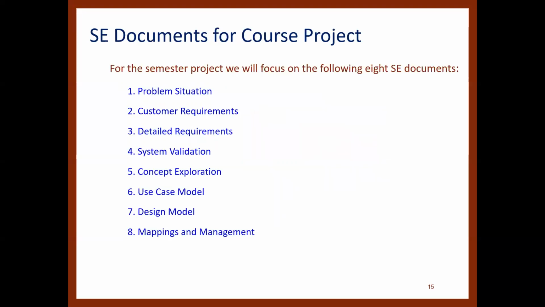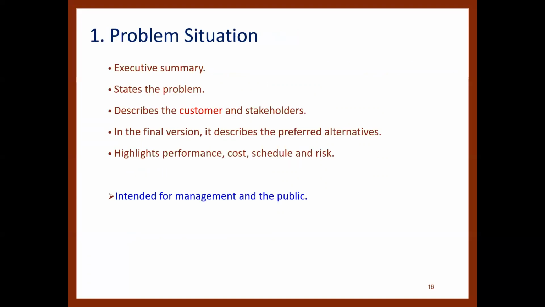Now let's transition to the systems engineering documents for your course project. So for the semester project, we will focus on the following 8 systems engineering documents. These are documents that you have to generate as part of your final report for your class. And these are the 8 documents. We're going to discuss most of them today. Some of them will be saved for later this semester, specifically document 6. So let's talk about those.